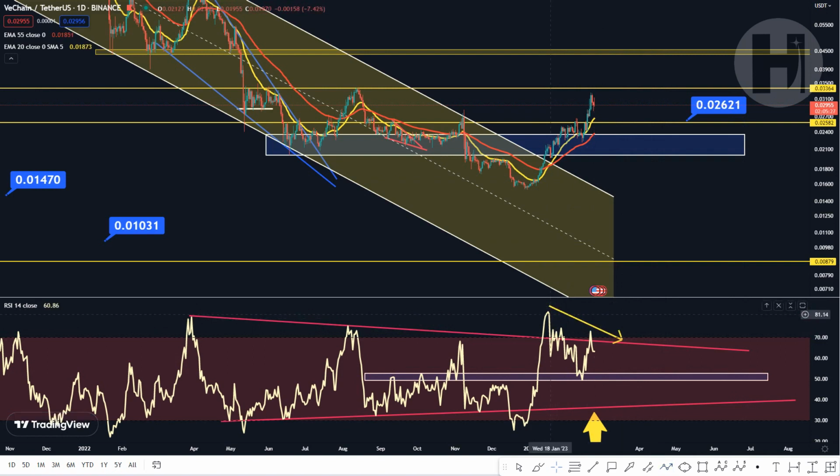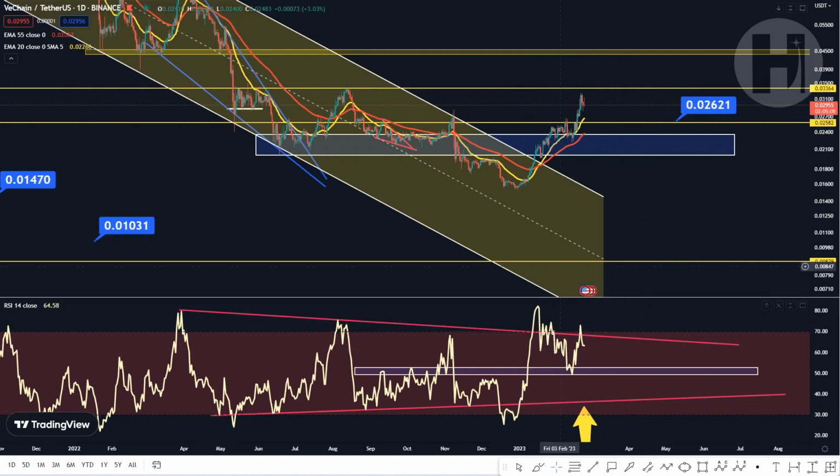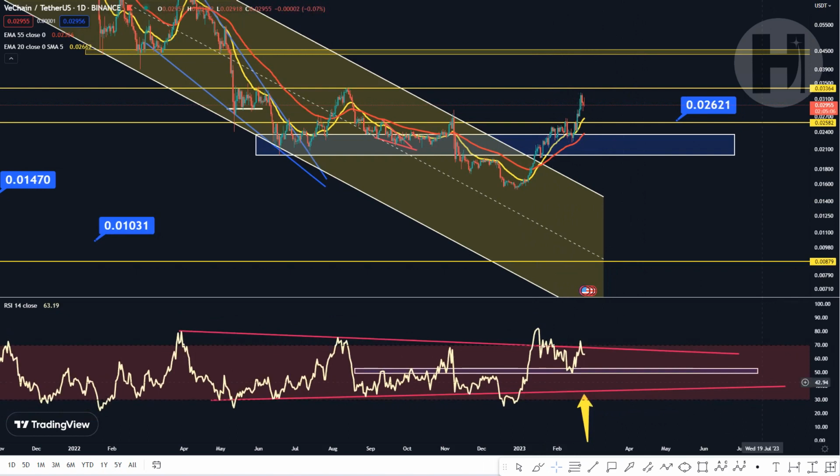So we have the RSI printing a lower high. However, the price action is printing a higher high. So this is a bearish divergence, and this typically happens when the bulls are running out of strength and the price keeps rising, but the strength of the trend is not rising at the same time. It's actually falling down, and that's a negative sign, because if we do get a pullback, that's great for anyone looking to buy into Vechain, obviously.